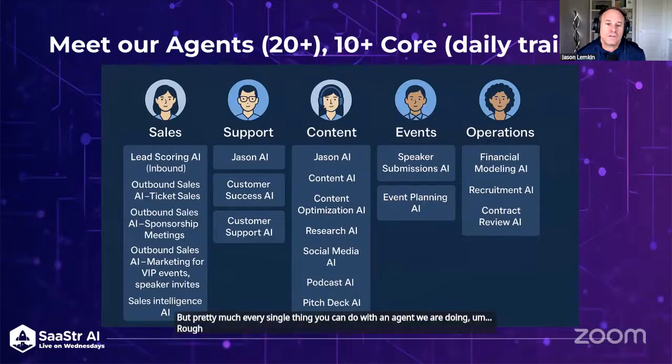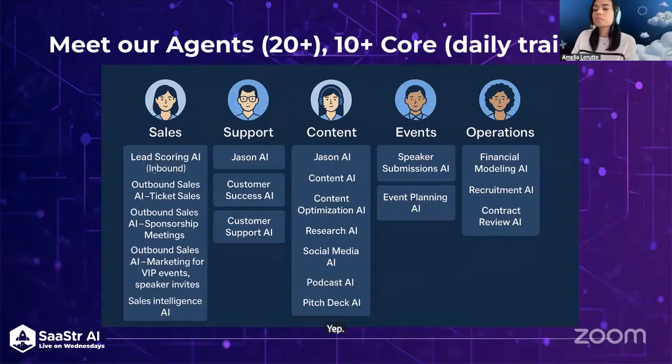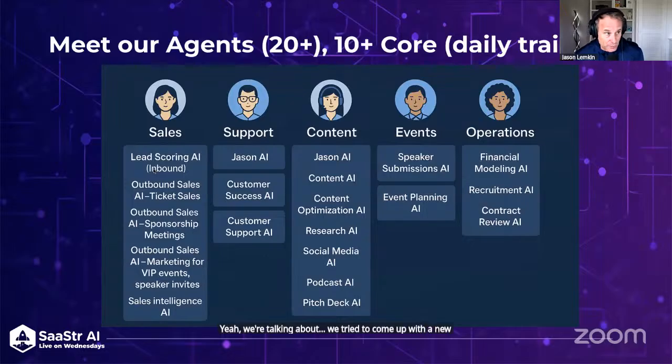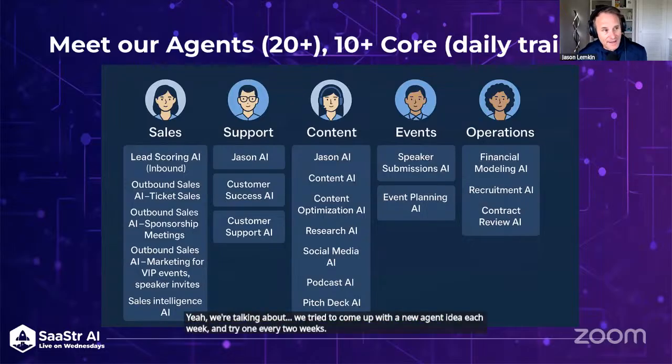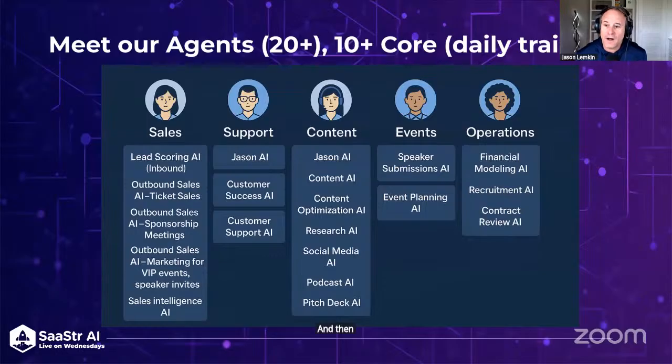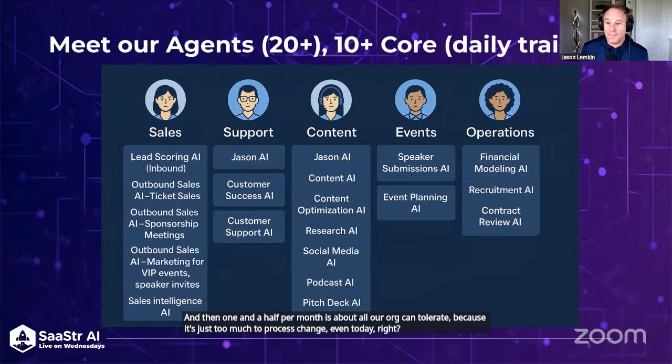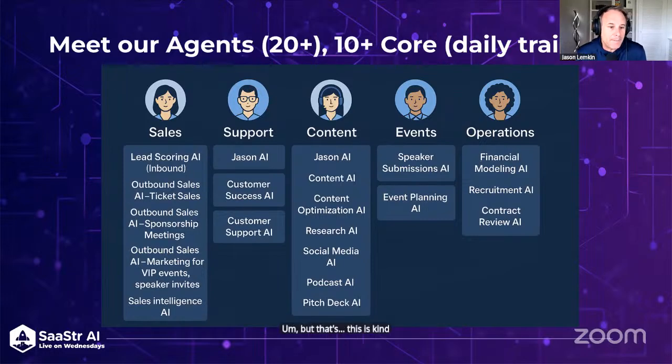Roughly, you could kind of see it on the slide before. Roughly, we try something new about every 2 weeks. Would you say that's right, Amelia? Yep. Yeah, we try to come up with a new agent idea each week and try one every 2 weeks. And then 1.5 per month is about all our org can tolerate because it's just too much process change, even today, right? But this is kind of the stack we've built up.